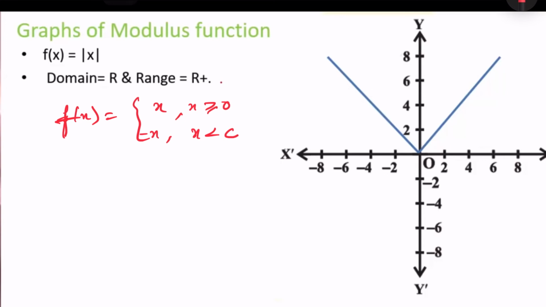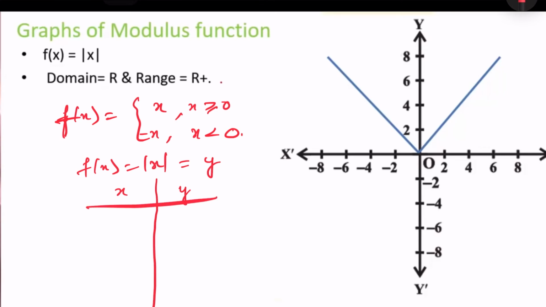Now the graph of a modulus function. Modulus means that whenever it is in negative sign, it becomes a positive one. So therefore here you will have f of x is equal to, for the modulus function you can have it this way. It is equal to x if x is greater than or equal to 0, and minus x if x is less than 0.